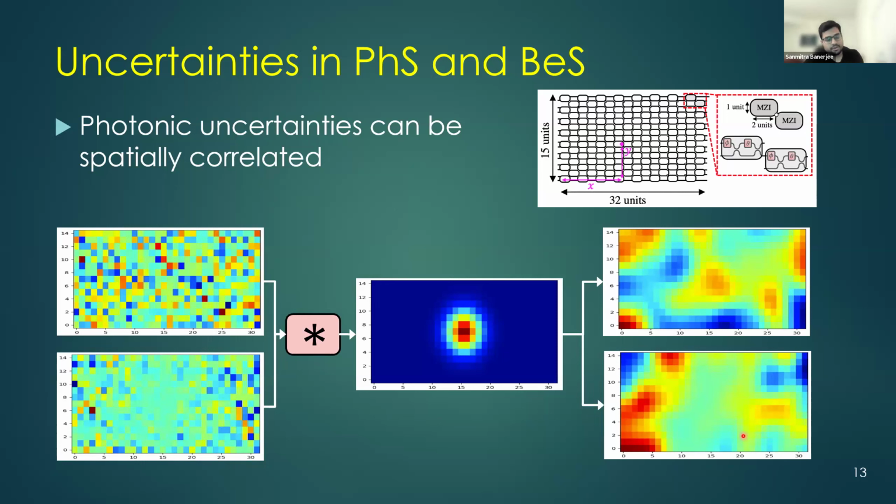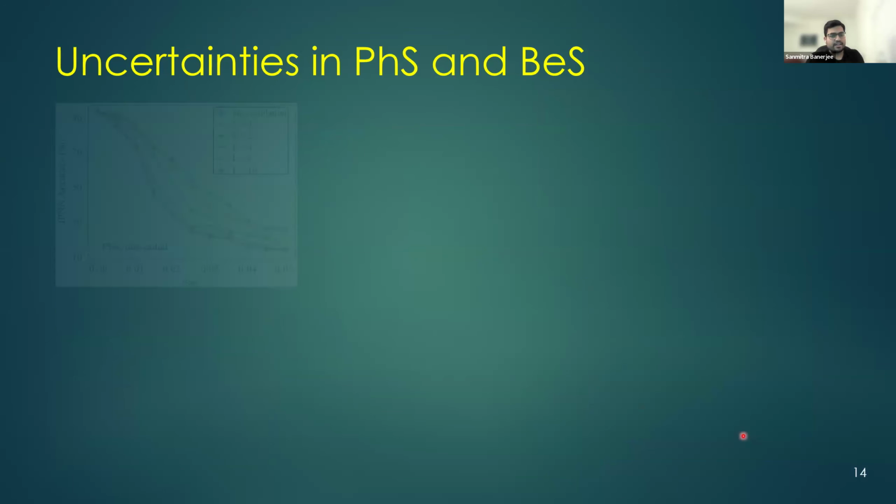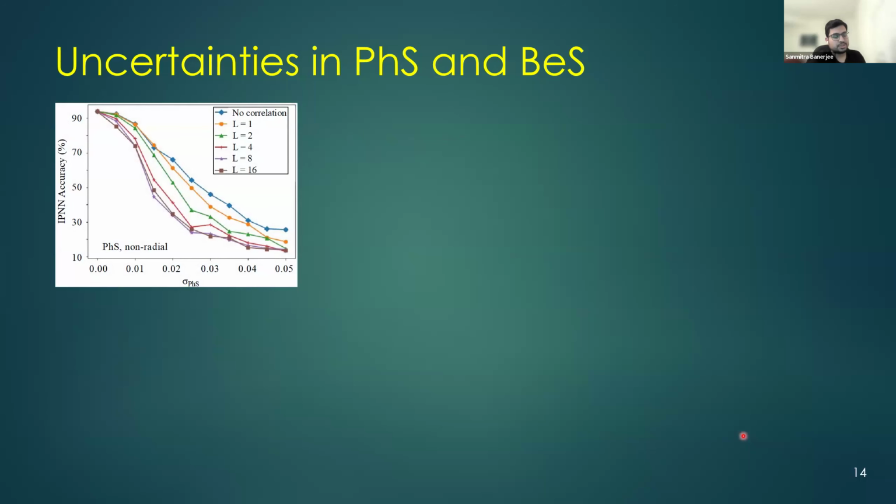We tried out different correlation lengths, different standard deviations and uncertainties in phase shifters standalone, beam splitters standalone, and in both phase shifters and beam splitters. So, a highlight of some results here. This plot shows on the x-axis the standard deviation of the phase angles in the phase shifters. On the y-axis, we have the inferencing accuracy. Each line denotes a different correlation length. The higher the correlation length, the higher the degree of spatial correlation, and the blue line denotes when we do not have any correlation. We tried these for different cases.